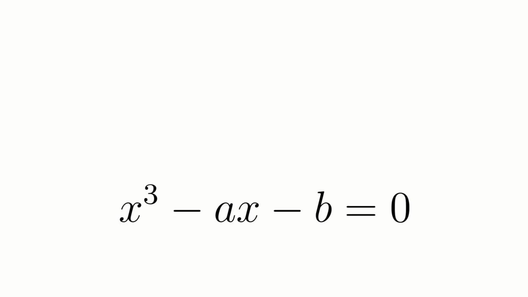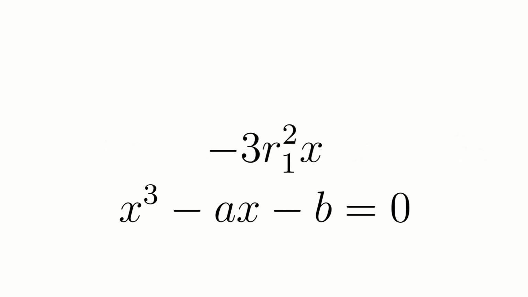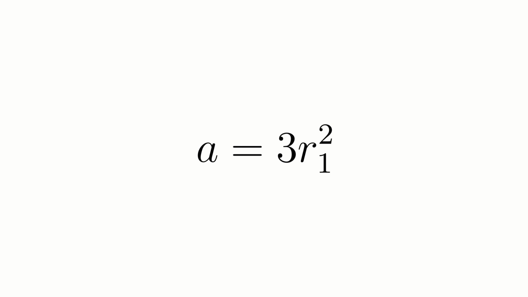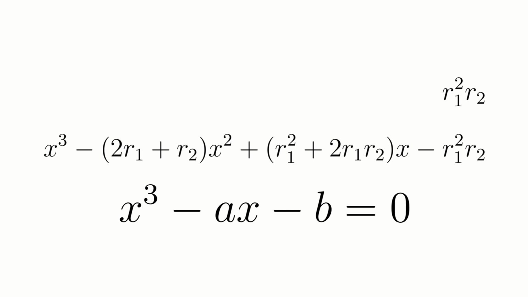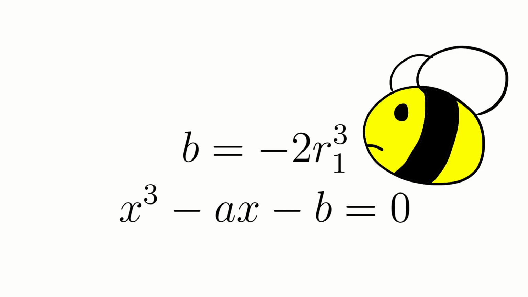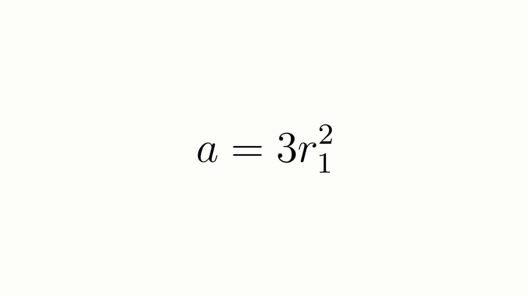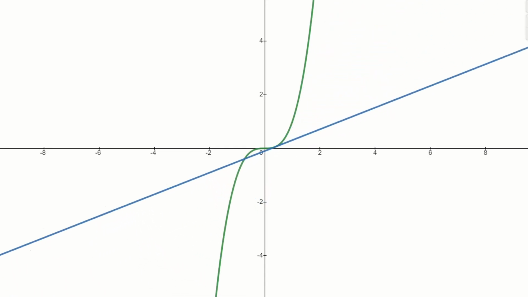Now we can substitute r2 in all of our equations to get our derivative. The coefficient of x would be negative a, and before we had r1 squared plus 2r1r2. After substitution, we get negative 3r1 squared, so a would equal 3r1 squared. The last term, or negative b, which we found earlier to be r1 squared r2, is now negative 2r1 cubed. b is sadly very unimportant because a is actually our derivative. The slope of the tangent line on y equals x cubed would in fact be 3x squared, the actual derivative.